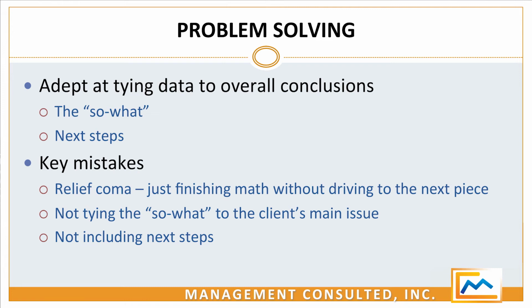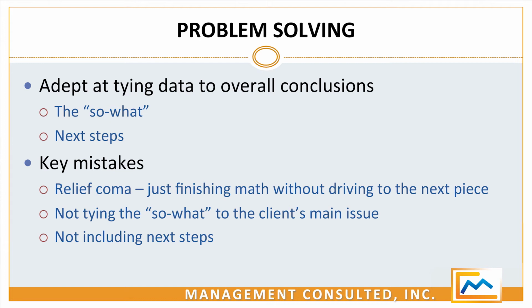So if the client finds that there's a growth rate of 8% in a particular segment, what does it mean they should do? Should they focus on that segment? If so, what kinds of resources should they think about applying to that segment? What kind of implementation steps should they think about using? So making sure that you're identifying how to use the data to tie it to overall conclusions is really critical here. Let me break this down into a couple of pieces.